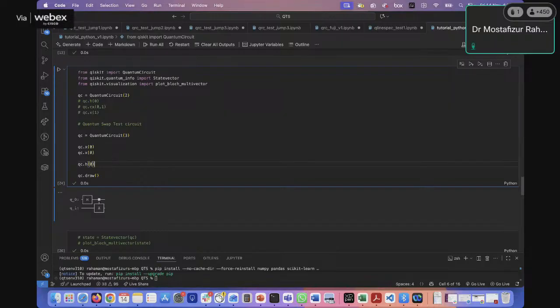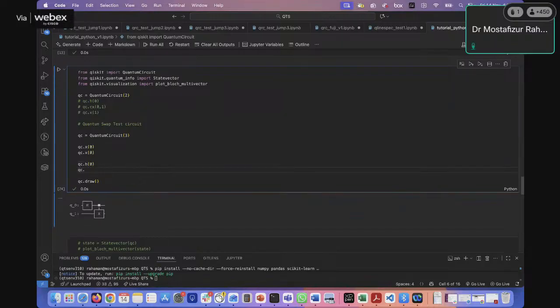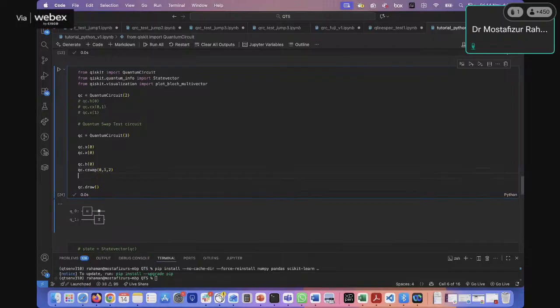So first you apply Hadamard and then you apply C swap, right? C swap between 0, 1, and 2. And then you apply QC dot Hadamard on the first qubit, right? This is the circuit, right?